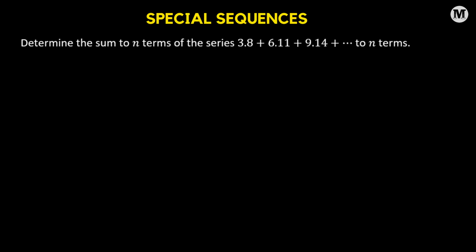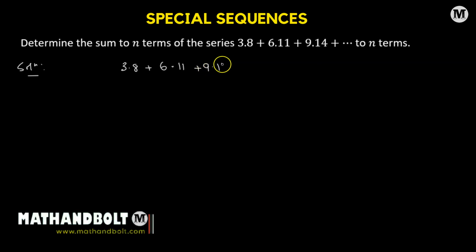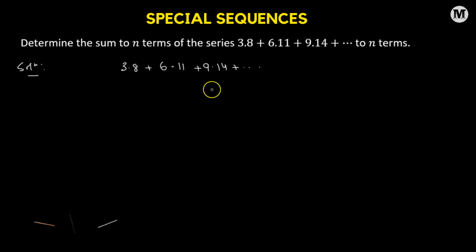Determine the sum to n terms of the following series. Let us begin. So here we have a series. This is a special type of series with the first term being 3 multiplied by 8, added to 6 multiplied by 11, and the third term being 9 multiplied by 14. And we have the rest of the terms. Now to find the sum, we first need to figure out the nth term of the following sequence.